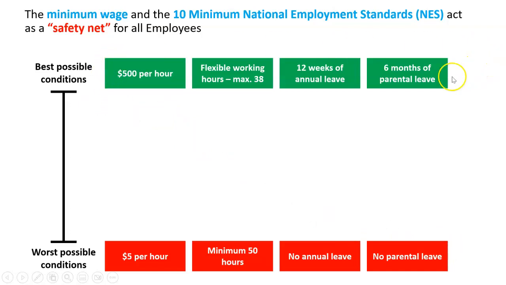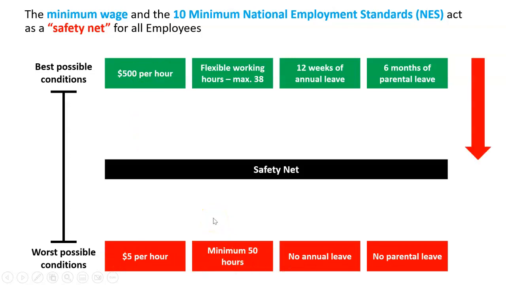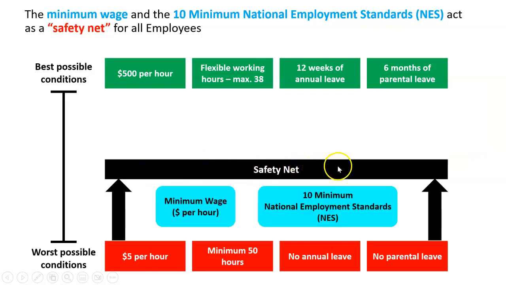So assuming a worker could start at the very best possible conditions up here, but that's not going to happen for everyone. So what would happen is the employee will fall and fall and fall. What's to stop them falling all the way down to these horrible conditions? Something we call the safety net. In Australia, this safety net right here says minimum $21 whatever an hour, plus maximum 38 hours a week, 4 weeks of annual leave, and so on. And that's what we call the safety net.